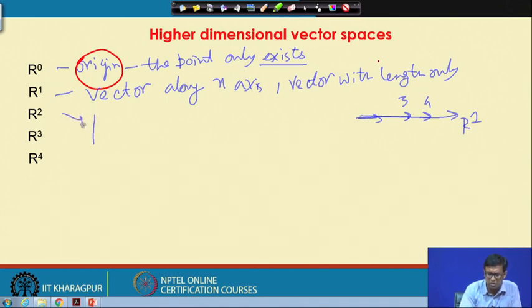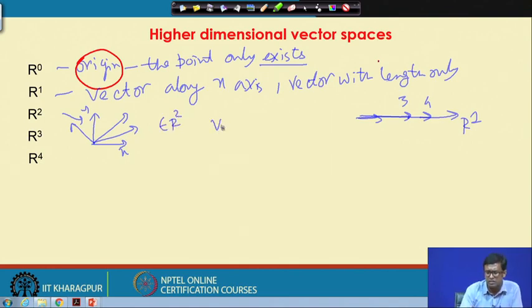Now, if we see R2, and this is very real life like, we do a lot of 2D approximations in many cases, and this is the x axis and this is the y axis, and all these vectors belong to R2.